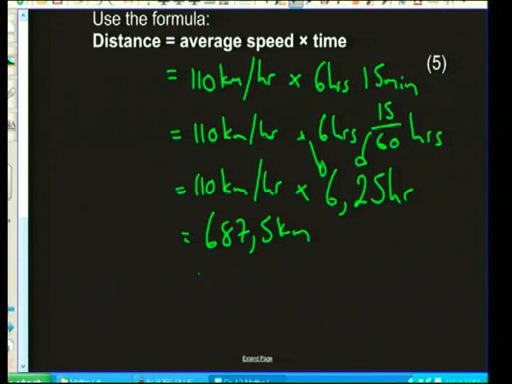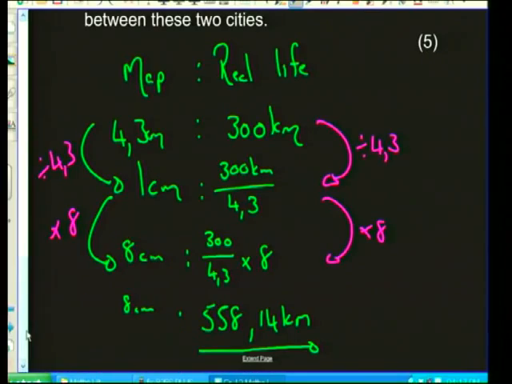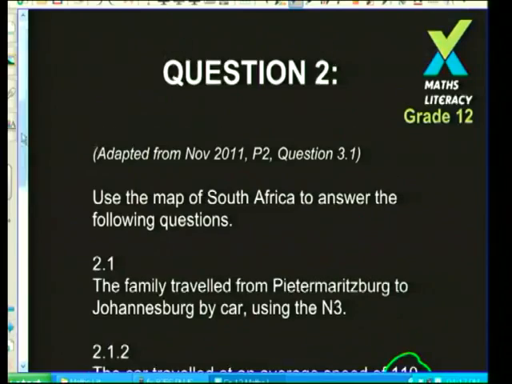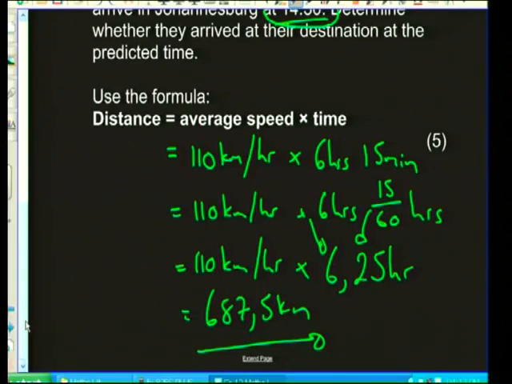So we're going to say, right, 687,5 kilometers. So if I travel for 6 hours and 15 minutes at 110 kilometers an hour, I will have covered a total distance of 687 kilometers. How far do I need to travel? Let's go back to our previous question. How far was it? It was 558, and we saying, well, we could cover 687. You know what? We can easily make it from Joburg to Maritzburg or Maritzburg to Joburg in 6.5 hours if we average 110 kilometers an hour quite easily.